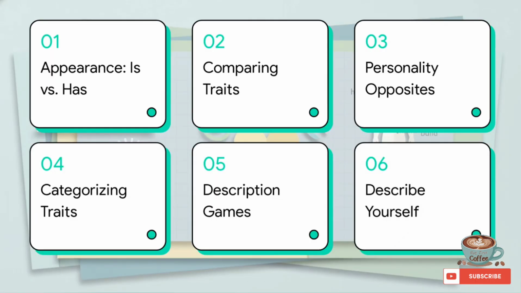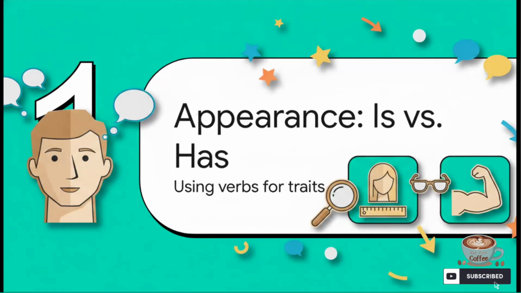Here is our quick game plan for today's explainer. 1. Appearance, is versus has. 2. Comparing physical traits. 3. Personality traits and opposites. 4. Positive, neutral, and negative. 5. Fun description games. And finally, 6. Describe yourself and others. All right, let's kick things off with section 1.